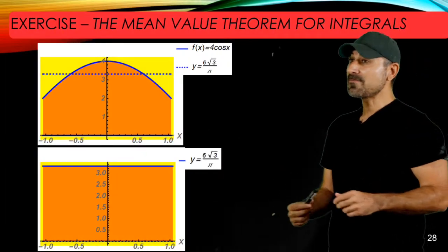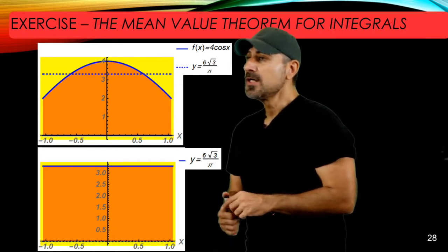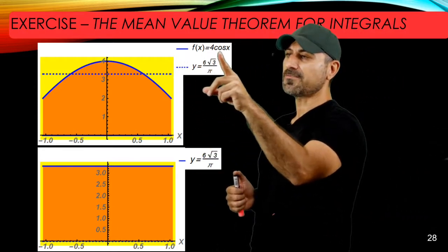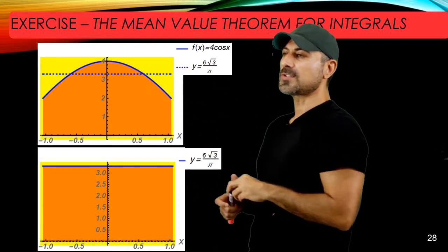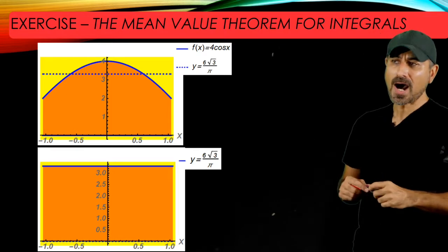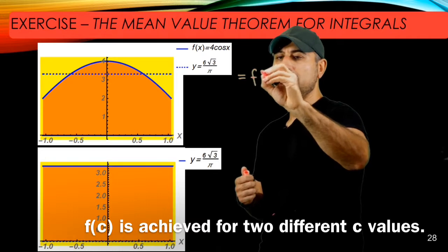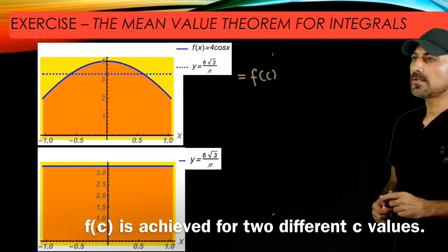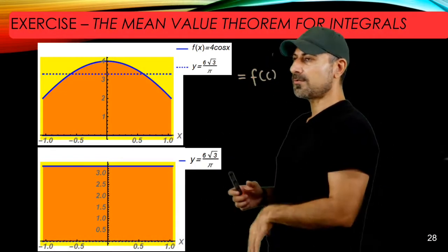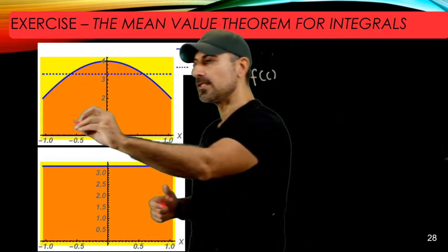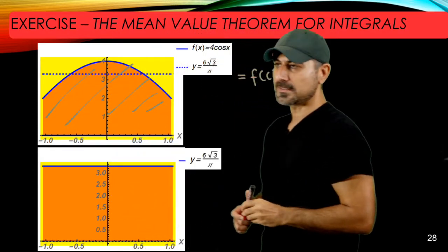All right, it's time for analyzing the mean value theorem for integrals geometrically. We have the function f equals 4 cosine x, and the blue curve represents that. We also have y equals 6 radical 3 divided by pi, which was in fact the f of c that we came up with a few seconds ago. As you see, the integral from negative pi over 3 to pi over 3 of 4 cosine x dx is the orange area between the blue curve and the x-axis.